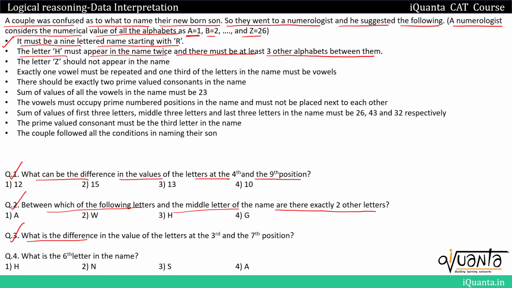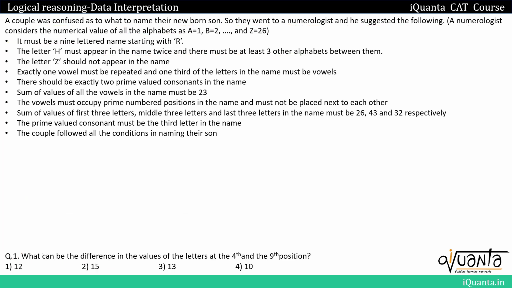Third one is, what is the difference in the value of the letters at the 3rd and the 7th position. So for this also we need the name and all the alphabets in the name. Fourth one is, what is the 6th letter in the name. So let's go to the next slide. We'll be going through these clues once again and we'll try to guess the name.